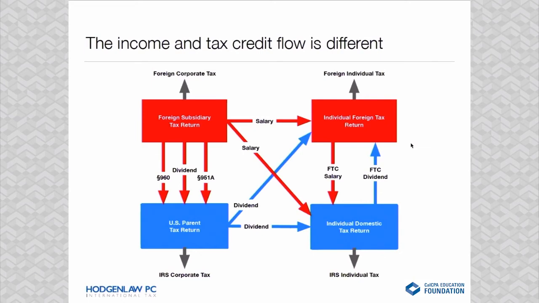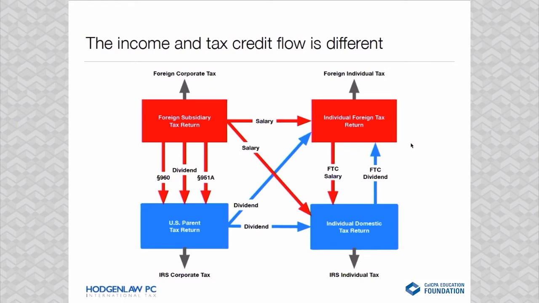And now let's see what happens from these two operating entities and how it interacts with the human, which are the two boxes on the right. So the human's foreign individual income tax return is going to show two things. It's going to show a salary coming from the foreign corporation. And that salary, by the way, also flows through to the individual's Form 1040.